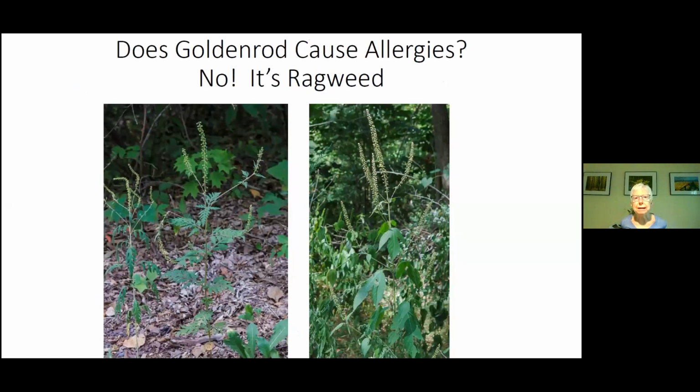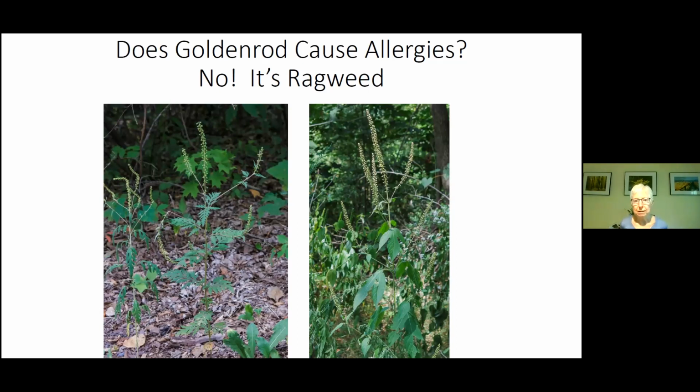Now, goldenrods also have a bad reputation. People start to have allergies at this time of year. The goldenrods begin to bloom, and people's eyes get itchy, watery, they start sneezing, and they look around to see what they should be blaming for it, and they see goldenrods blooming, so they just assume that's what's causing their allergies, but it's not.